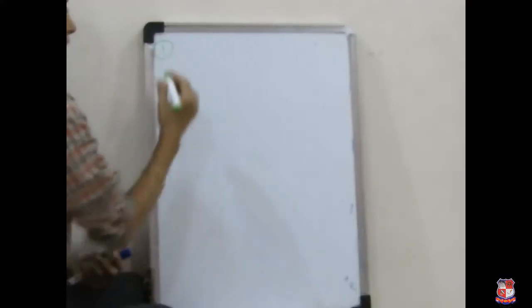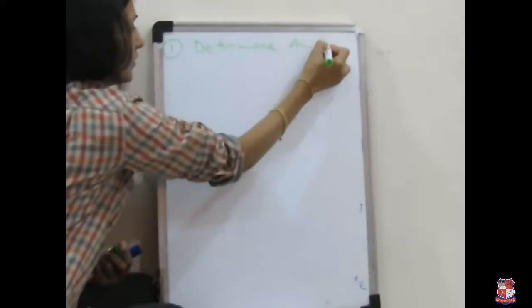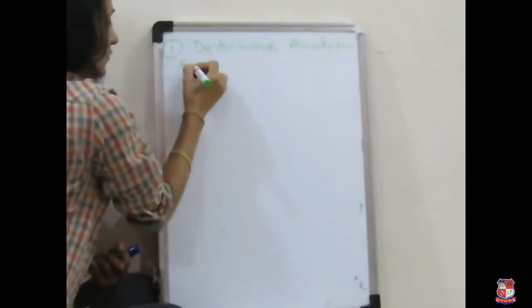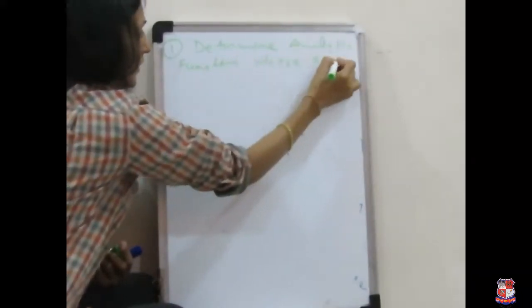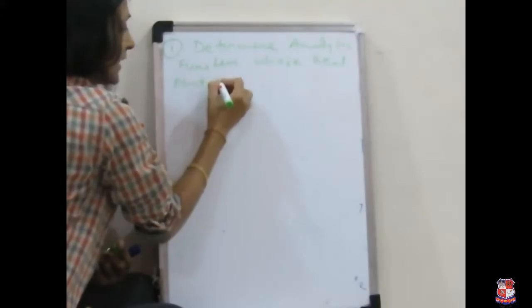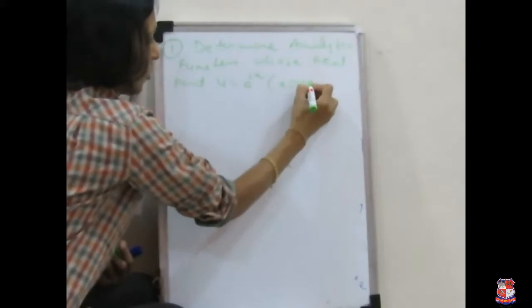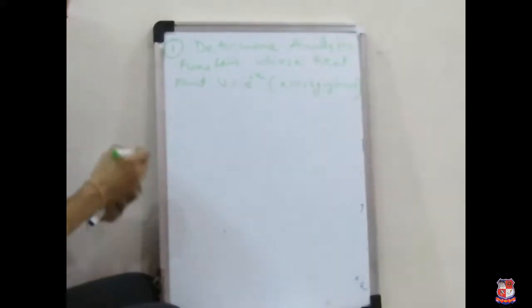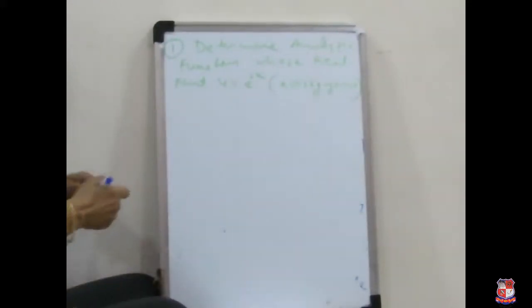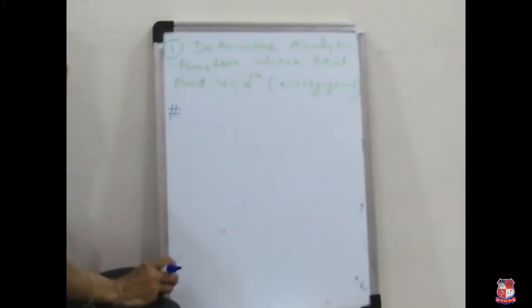Let's see an example. Determine the analytic function whose real part u is equal to e raised to 2x (x cos 2y minus y sin 2y). Now, given the real part u, we have to find the imaginary part.